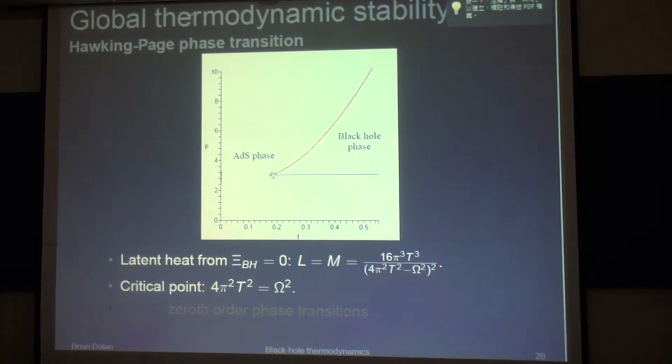Critical in the sense that you have to tune both the pressure and the temperature to hit this point. It's not critical in the sense that it's second order. The critical point and the second order phase transition are a priori independent things. The definition of a critical point is you have to tune the pressure and the temperature to get to that point. And here we have a critical point where the latent heat actually diverges, so it's not a second order phase transition. It's more appropriately called a zeroth order phase transition. So we can see all of these phenomena in black hole diagrams, the phase space of black holes.